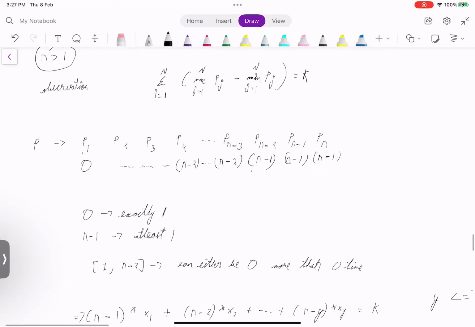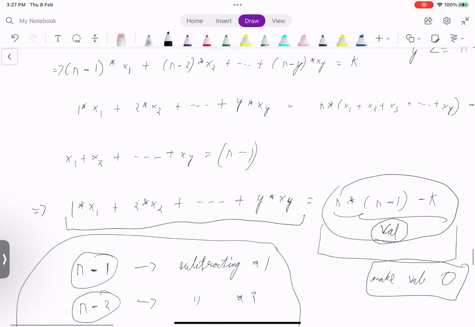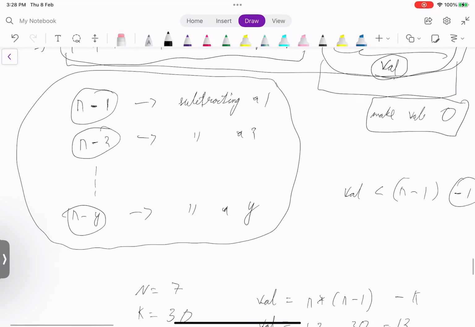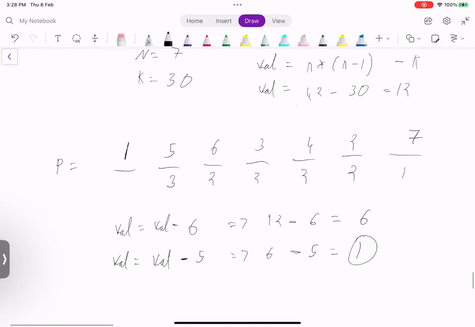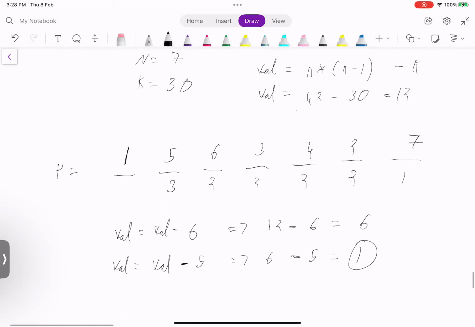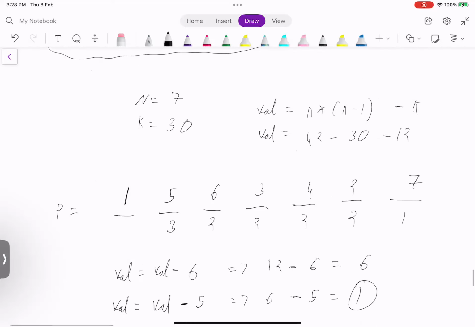So from these observations, we could formulate and derive this. And from this LHS and RHS, we could greedily construct the value, right? We could greedily construct the permutation by making some subtractions based on what element we put.